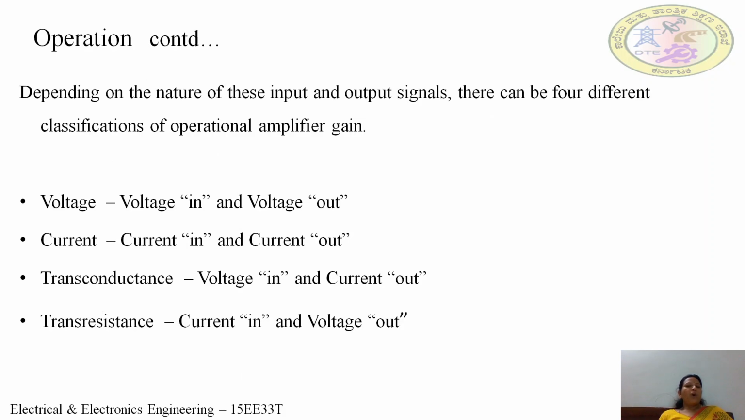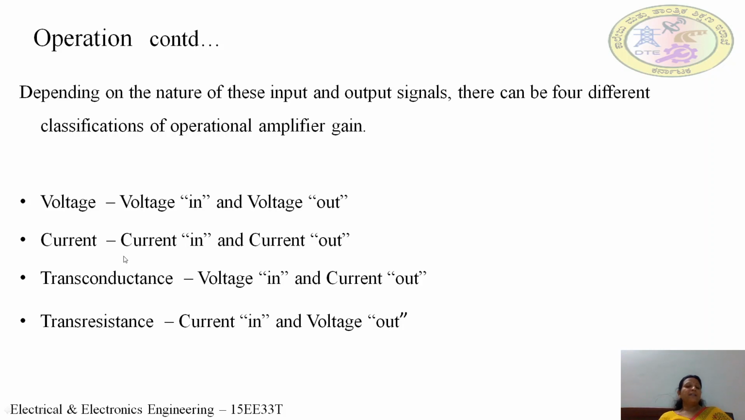So depending upon the input and the output signals, the operational amplifier gain can be classified like this. That is voltage gain. Voltage gain means the voltage would be the input signal, and at the same time we are getting voltage at the output as well. So the operational amplifier would have the voltage gain.